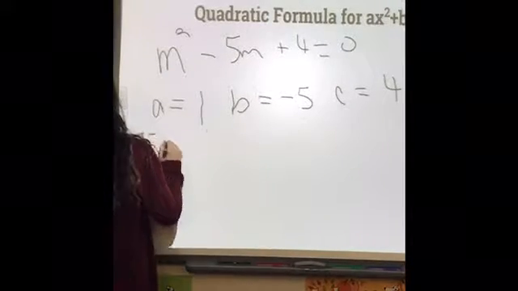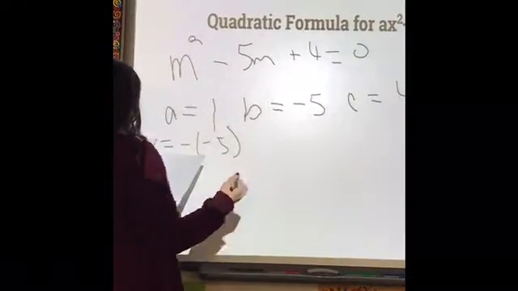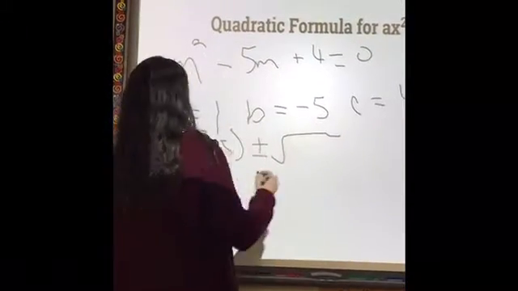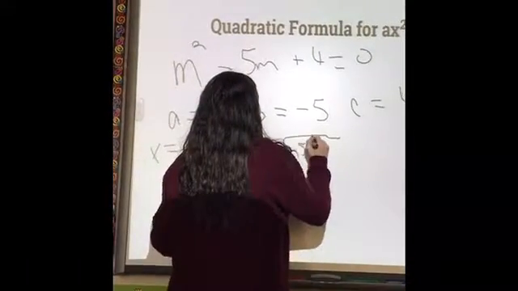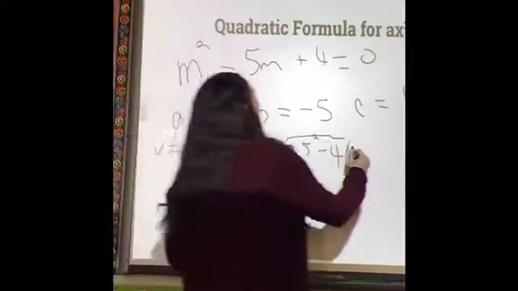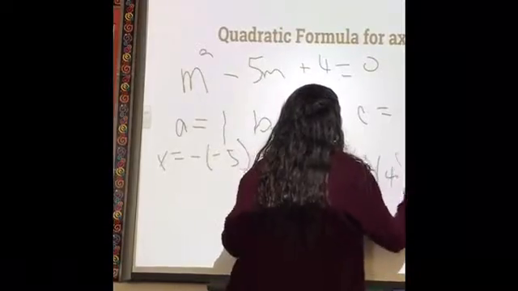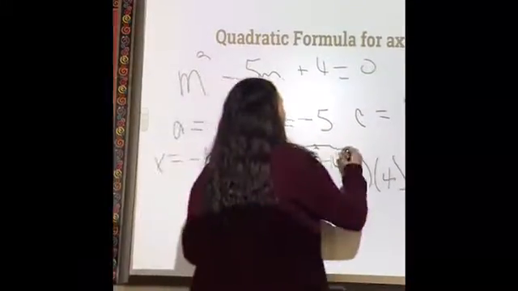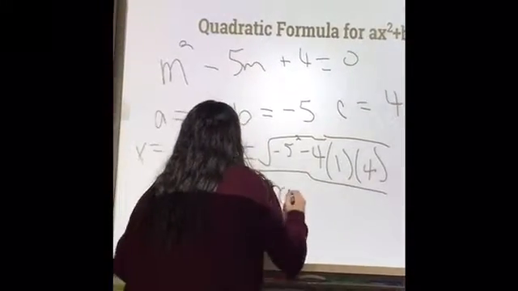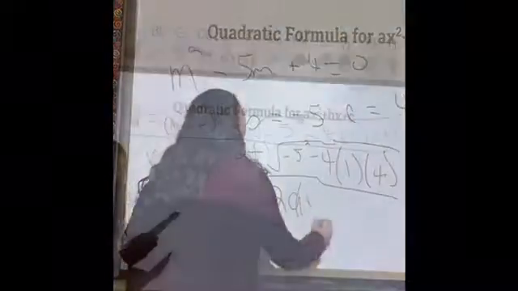So we have x equals negative 5 plus or minus square root, and then negative 5 squared minus 4, and then a, and then c. So 4, 1, and 4. Okay, and then all over 2a. Oh, wait, well, 2, 1. So now we're just going to solve.